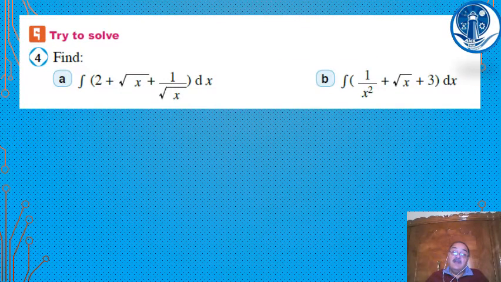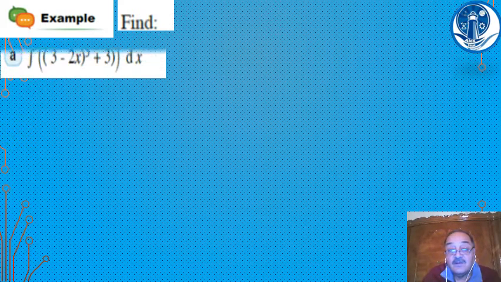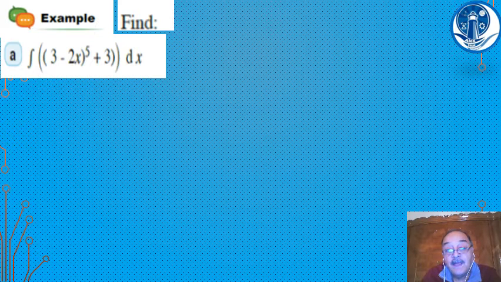Okay, very good. Try to solve the integration of 2 plus root x plus 1 over root x, 1 over x squared plus root x plus 3 dx. Okay, come back. Try to solve. Okay, find the integration of 3 minus 2x power 5 dx.